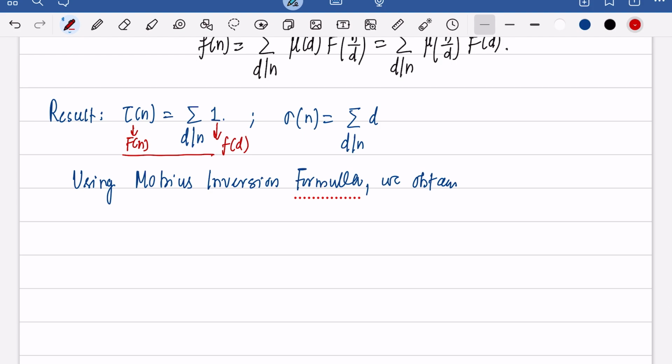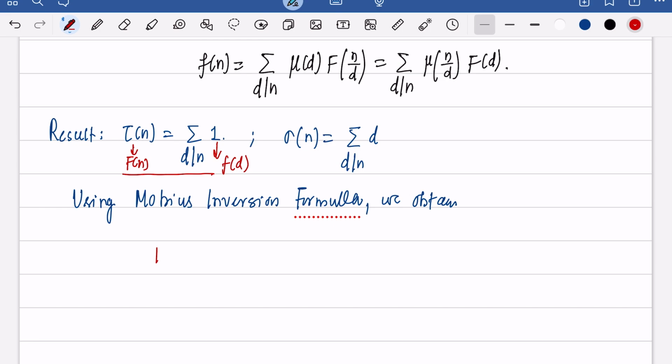So on the left hand side, now using the Mobius inversion formula, we will have 1 equal to summation d divides n mu of d into tau of n by d. Now this can be directly asked in the exam. What is summation d divides n mu of d into tau of n by d? Using the Mobius inversion formula for this result, we will get this is equal to 1.